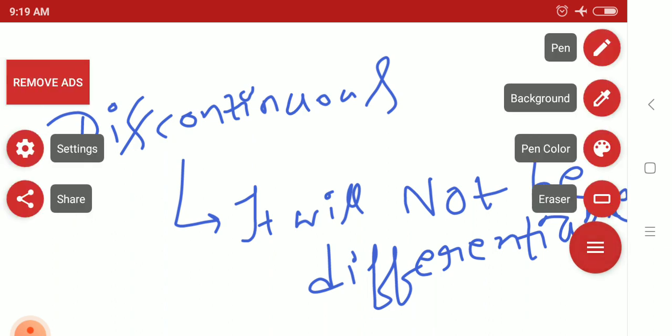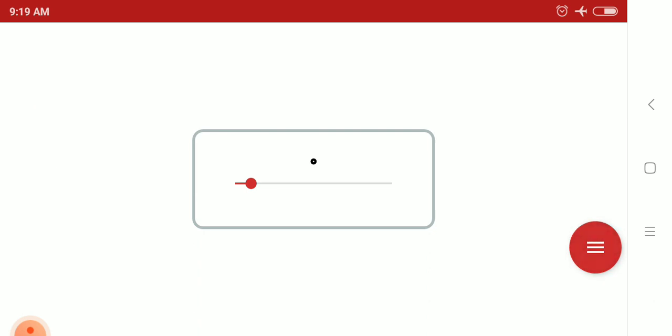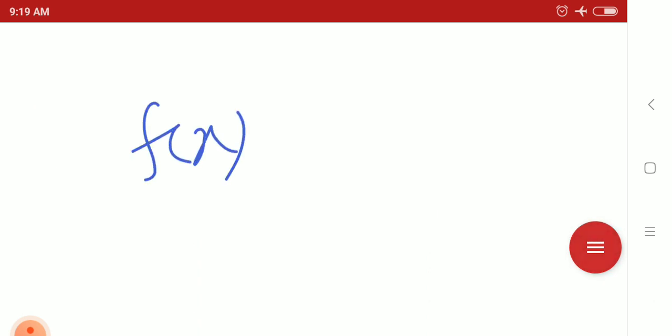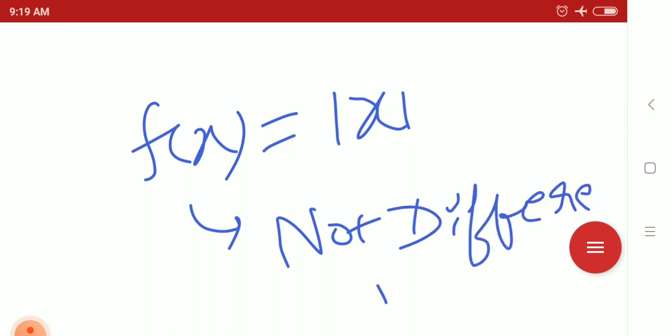So what we can conclude at last is that f of x equals mod of x is continuous at x equals 0 but discontinuous at x equals 1. So it may be continuous but not differentiable at other points, except at x equals 0.